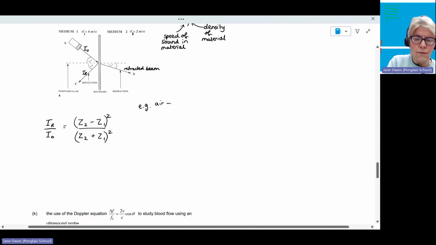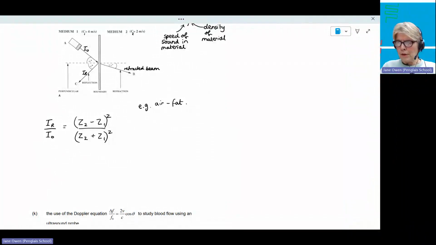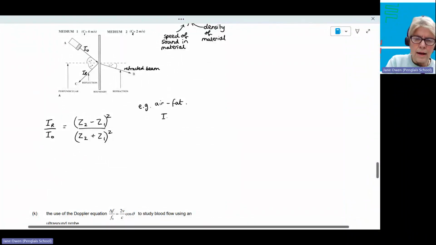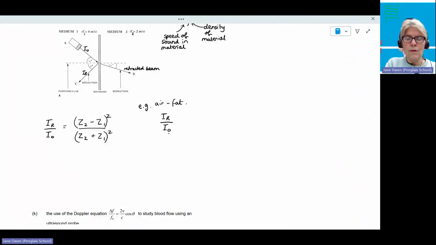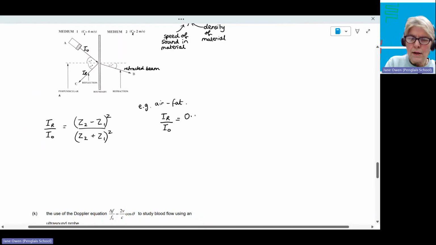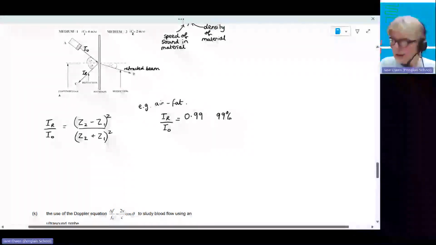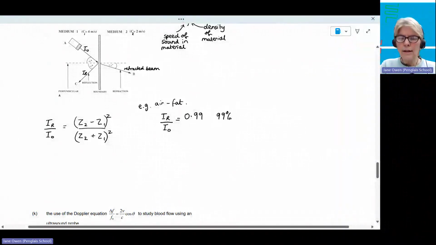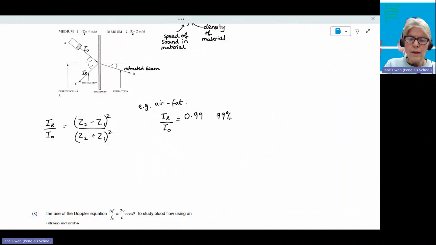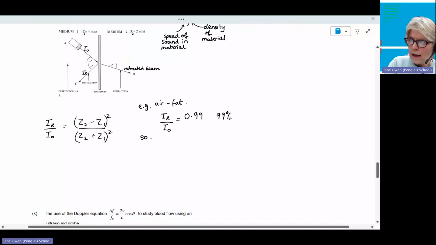For an air to fat boundary, so that's from outside the body and going into the fat of the body, the IR ratio to I naught, the reflected to the incident ray, how much is reflected to how much goes in, is equal to 0.99. So we say that 99% of the incident energy is reflected and little, therefore, will enter the body. So this is why we need to have a couple.